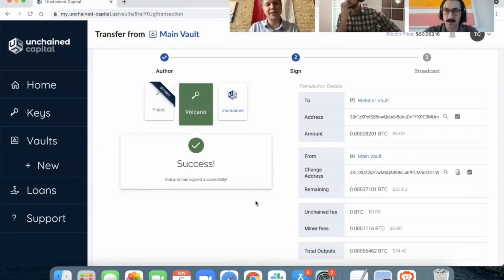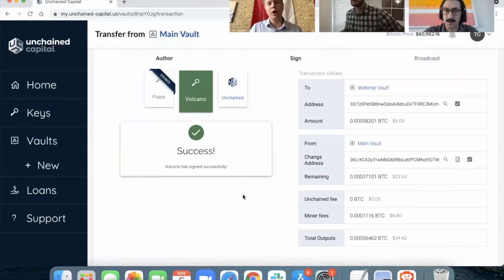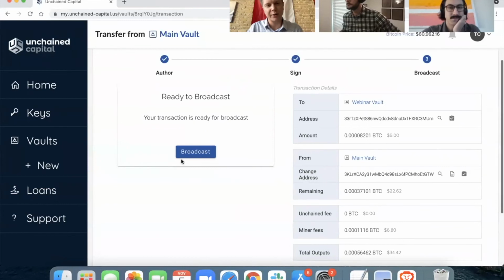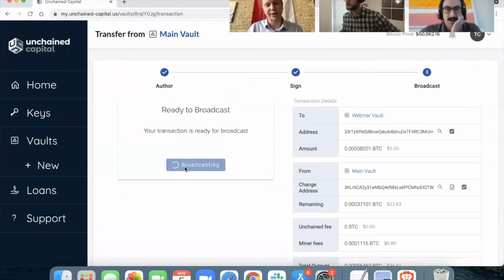Once both keys have successfully added their signature, what we're able to do now is press broadcast, and we're going to actually send this Bitcoin. We're going to broadcast it to the Bitcoin network, and it's going to be then sent over to my new vault. And all of the UTXOs now in my existing main vault are going to be consolidated. So we should see that come through in just a second here, and I can select broadcast. And we'll give it just a moment while it's broadcasting.